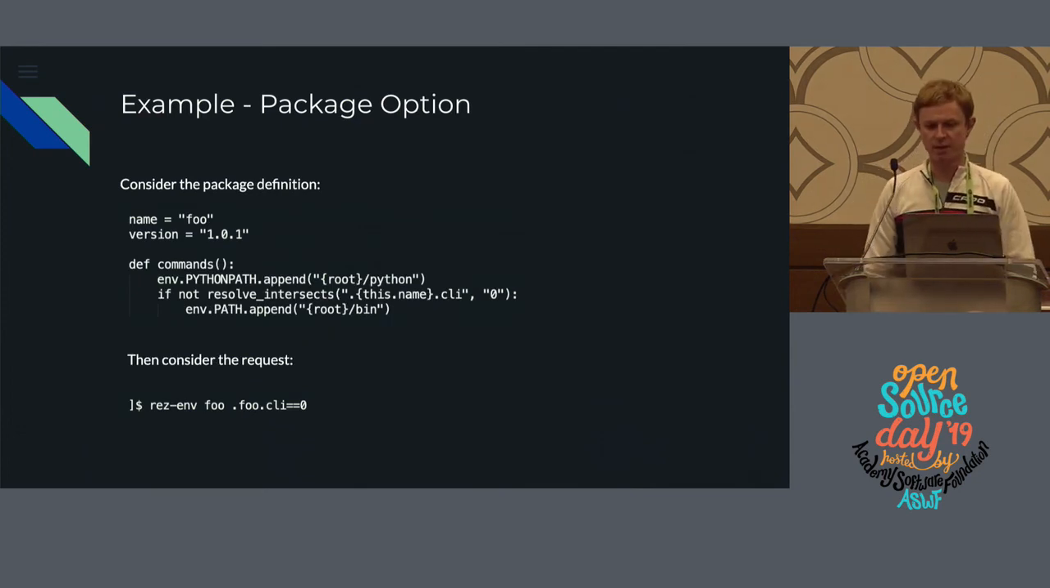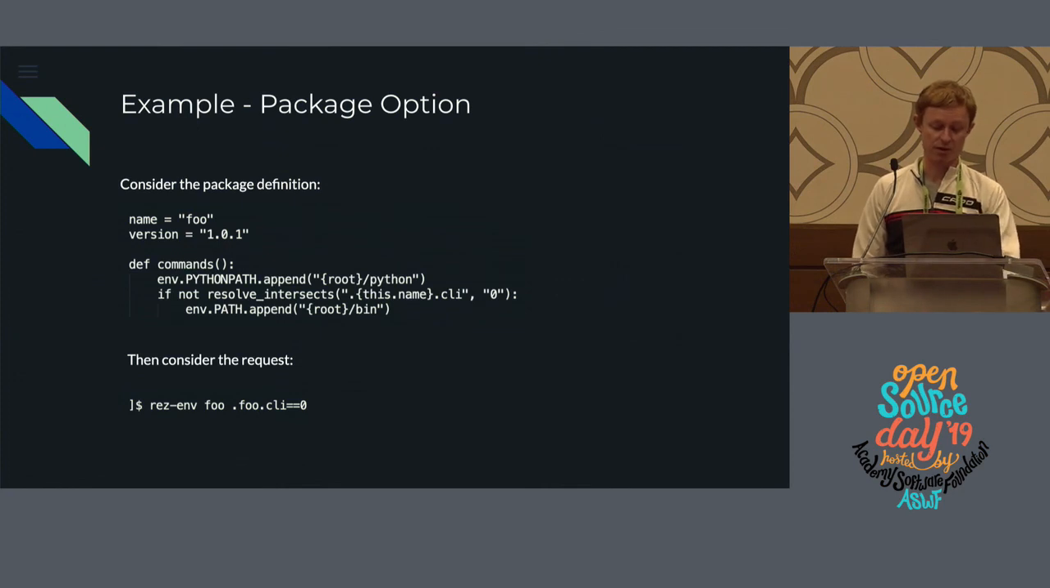So here's an example of a package option. We have some package here, and what it's going to do is check to see if an ephemeral is in the request called foo.cli, and if it falls within the version range 0. And if it does, then it's going to take that to mean, well, I shouldn't make my binaries available on path. And then a user can simply put that option in, and you won't get those command line tools. Bear in mind also that packages would also be able to do this.